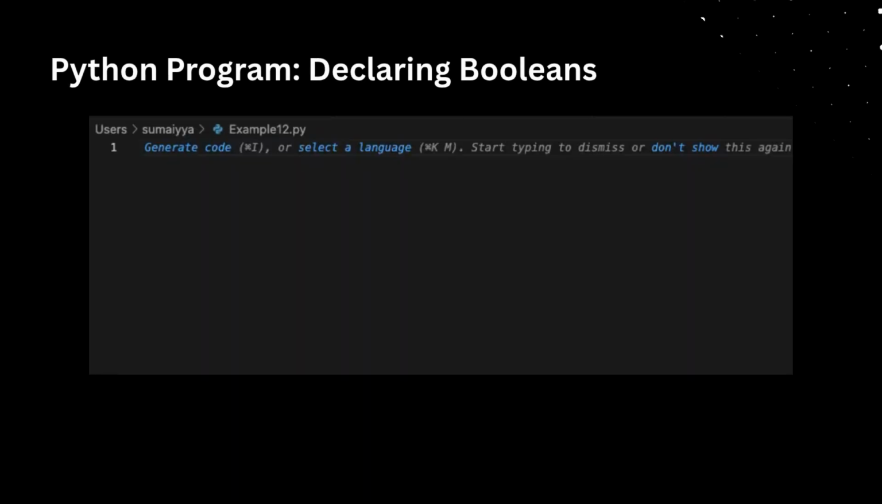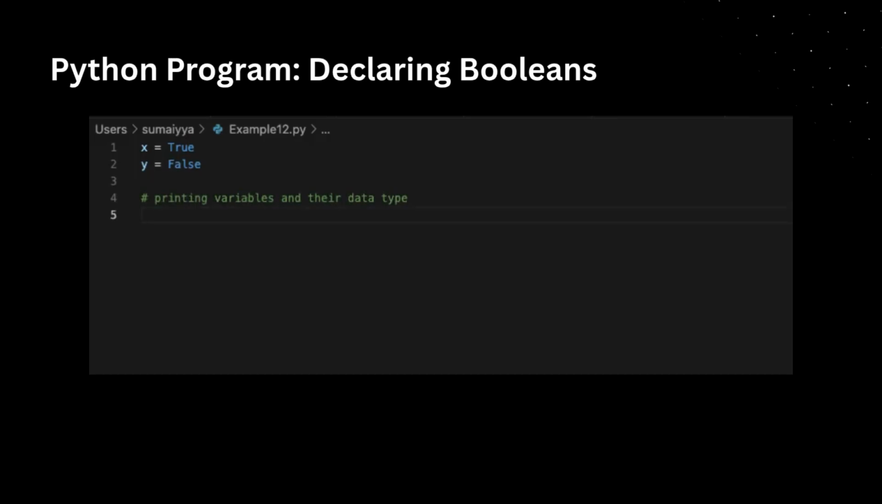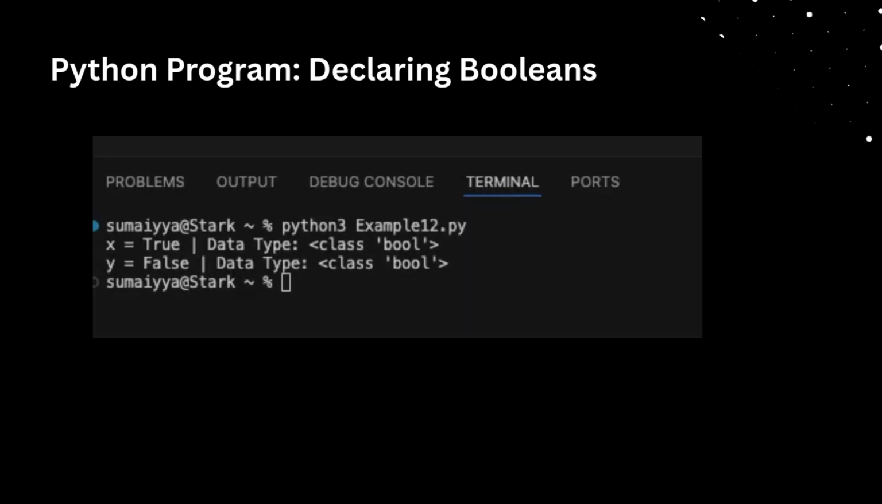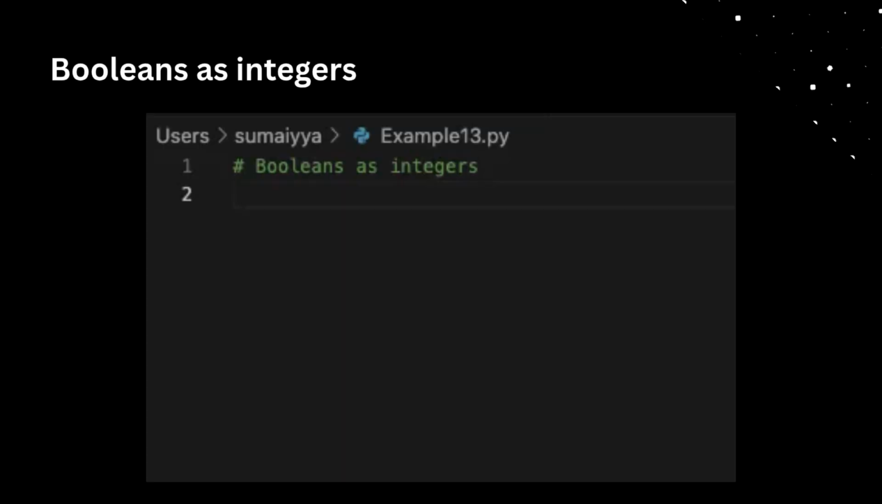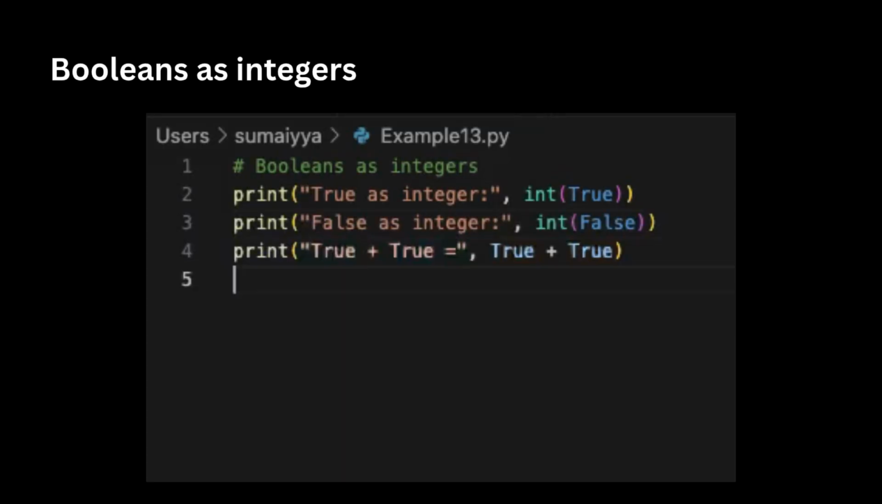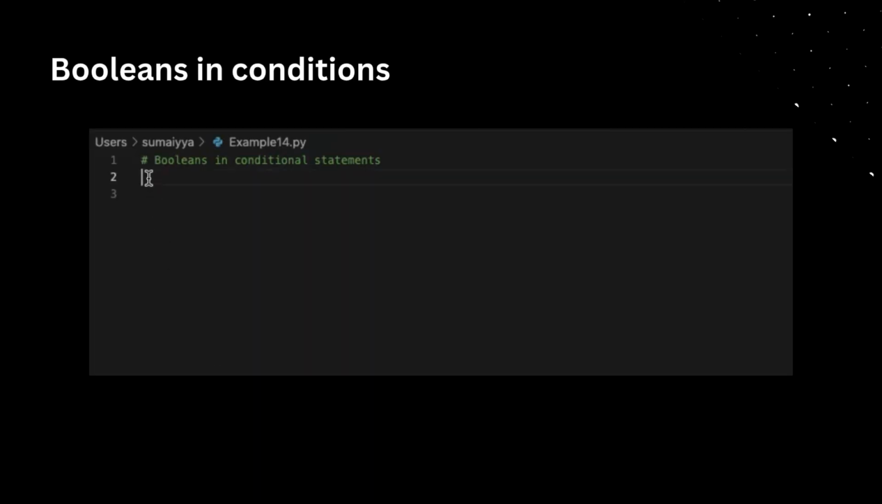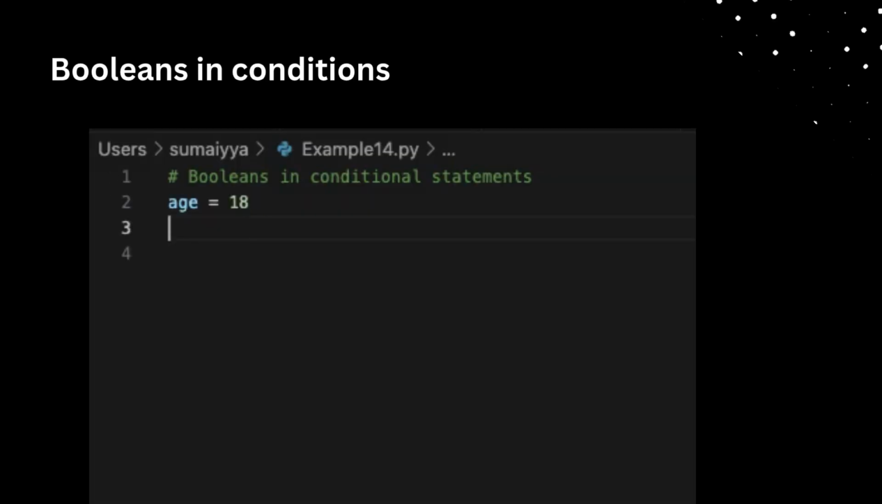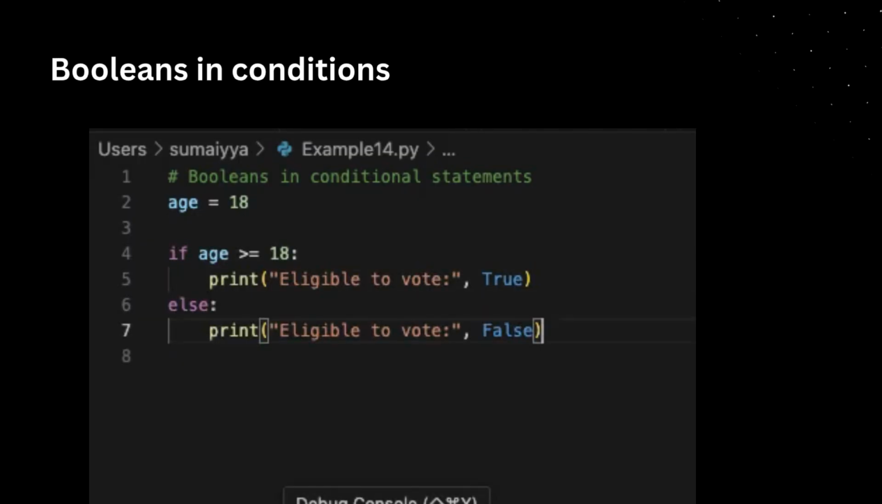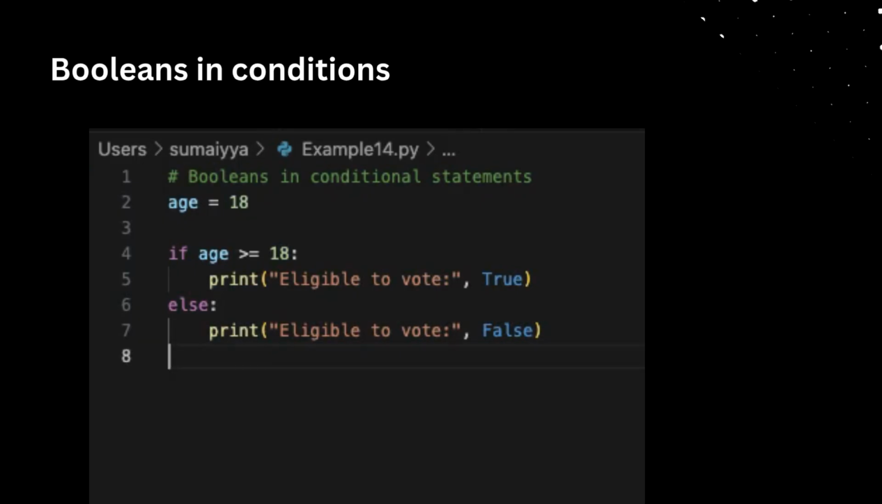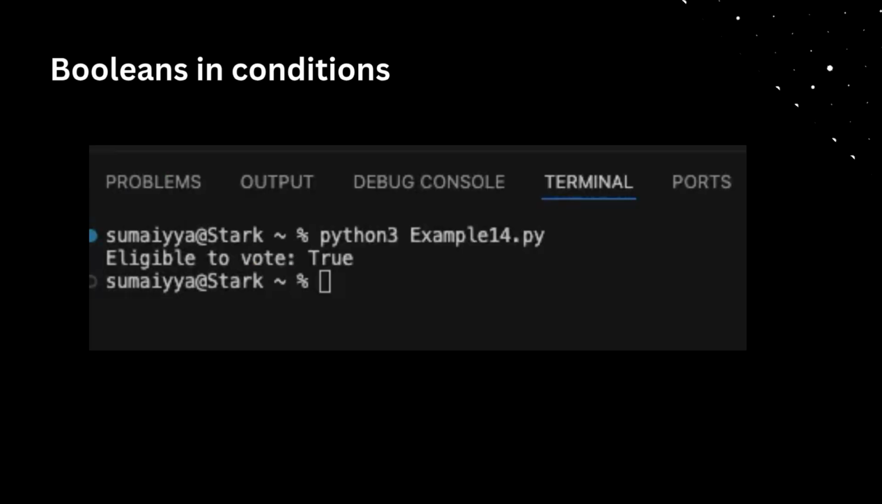Python program for declaring booleans: x is equal to true, y is equal to false. Print variables and their data types. This is the output. Next, program for booleans as integers. Here we are printing the booleans as integers, and this is the sample output. Booleans in conditions. Age is equal to 18. If age is greater than or equal to 18, print eligible to vote, this is true. Else print not eligible to vote, this is false. And this is the output.